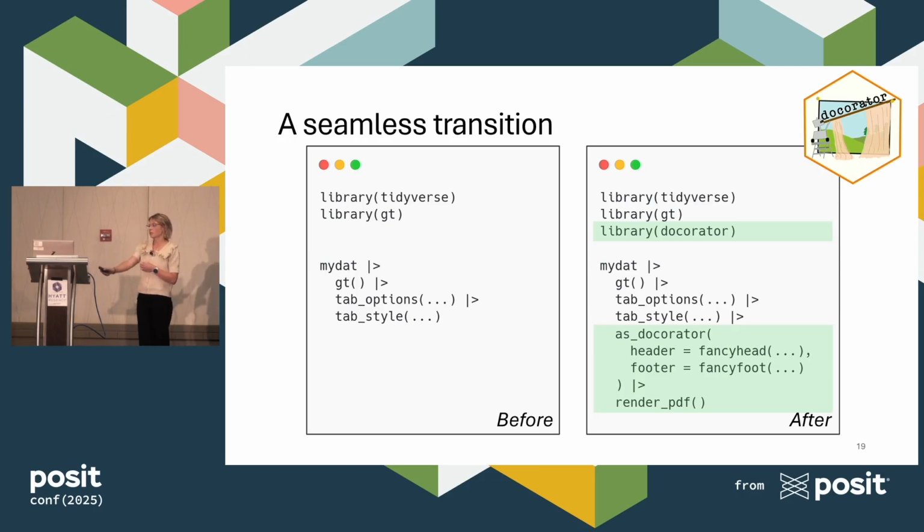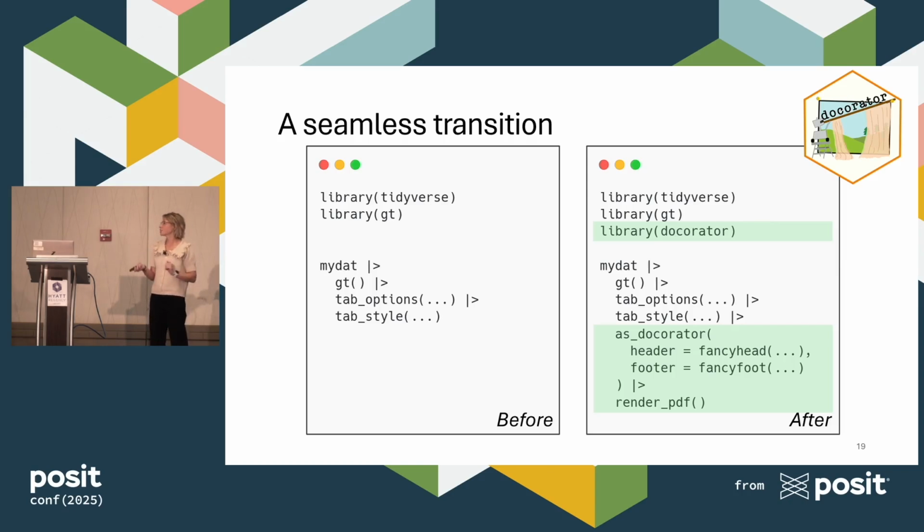If we look a little closer at these function calls, we have two here. There's an as docorator function and a render PDF. So as docorator holds everything about our display. The display itself, that rendered GT, as well as important metadata like the headers and footers and display name and sizing, things I don't show right here, but lots of key metadata that gets pulled together and then passed to the rendering engine.